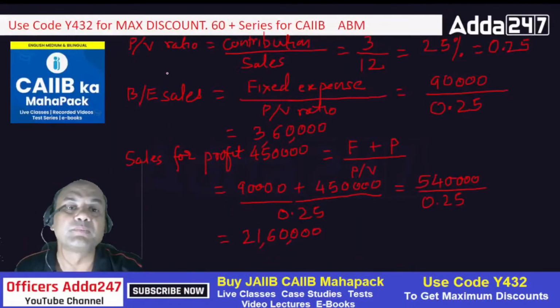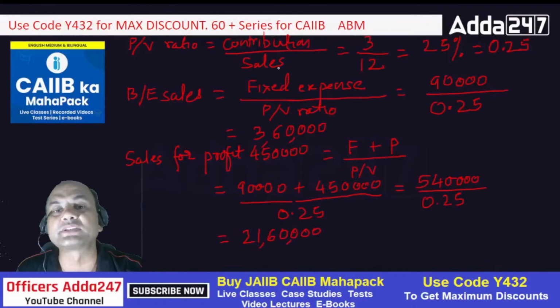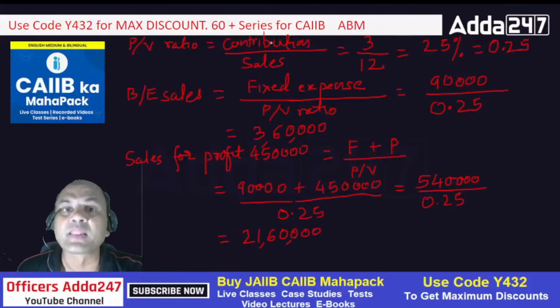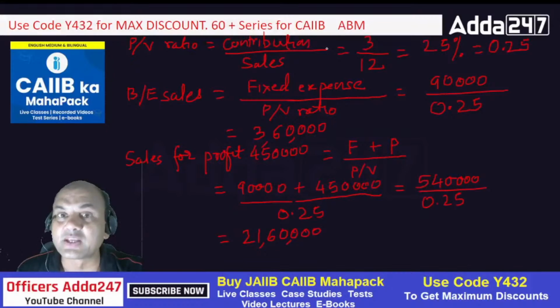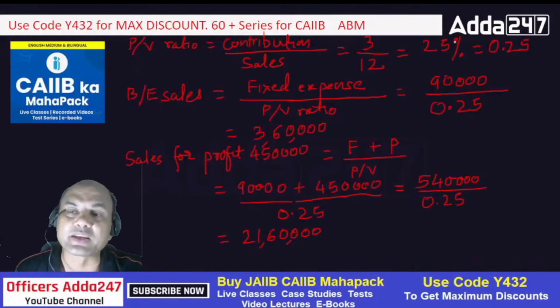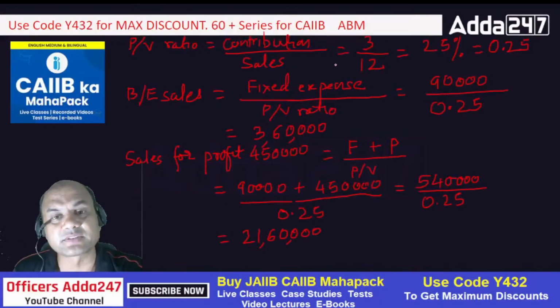See this. PV ratio is calculated using contribution upon sales. This is the formula. Remember this, okay? So what is the contribution? Contribution is rupees 3. Just now we found out. Sales is what? Rupees 12. So 3 upon 12, I get about 25%. So this is my PV ratio. PV ratio equals 0.25. Everyone got this? Clear, everyone?